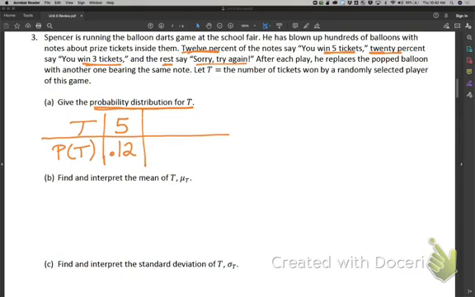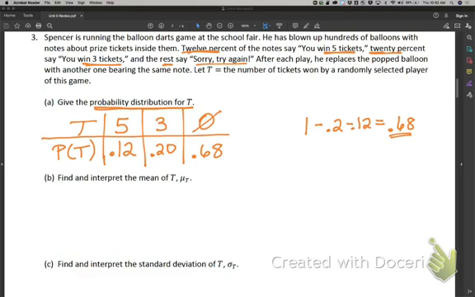The next part tells us you win 3 tickets has a probability of 20%, and the rest say, sorry, try again, therefore you're winning no tickets on that one. So in order to find this missing probability, I just need to take 1 and subtract 0.2 and subtract 0.12. That's going to give me the leftover probability, which is 0.68, and that goes right there. So there's our probability distribution for this situation.